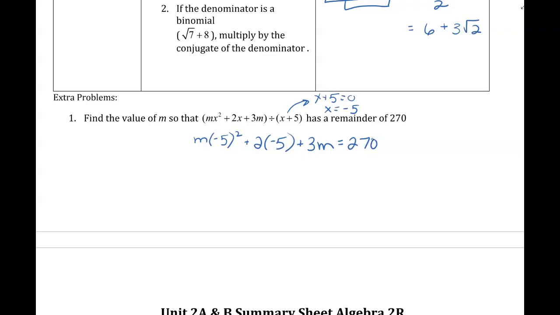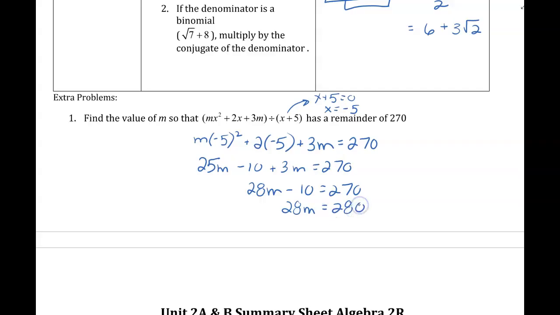And from there, we're just solving. If you square -5, we get positive 25. That gives us 25m minus 10 plus 3m equals 270. We combine to get 28m minus 10 equals 270. Adding 10 to both sides gives us 28m equaling 280. Dividing 28 on both sides, we are left with m equals 10.